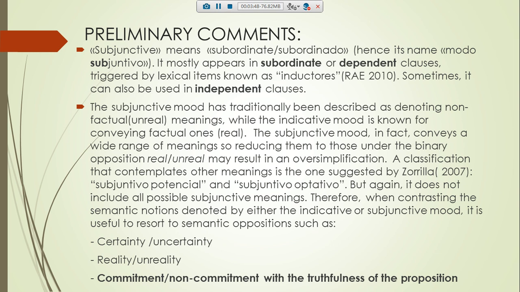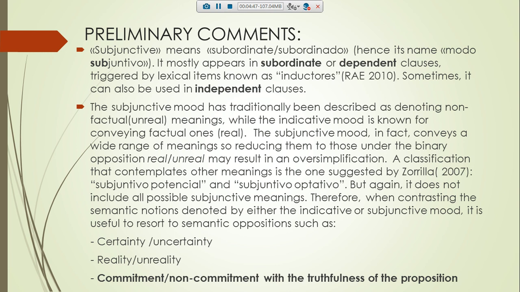The subjunctive mood, in fact, conveys a wide range of meanings, so reducing them to those under the binary opposition real and unreal may result in an oversimplification. A classification that contemplates other meanings is suggested by Zorrilla as subjuntivo potencial and subjuntivo optativo. But again, it does not include all possible subjunctive meanings. Therefore, when contrasting the semantic notions denoted by either the indicative or subjunctive mood, it is useful to resort to semantic oppositions such as certainty, uncertainty, reality, unreality, commitment or non-commitment with the truthfulness of the proposition. This last binary opposition is in bold type because I think it's very important to bear it in mind.